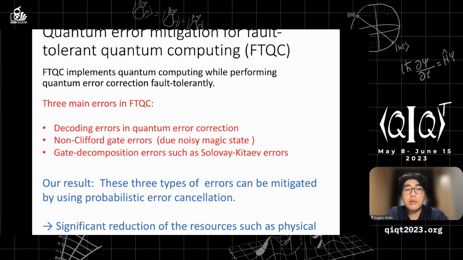The second is non-Clifford gate errors. When we directly apply T gates, there are also errors in that process, and that is due to noisy magic states. The third is gate decomposition errors, such as Trotter-type errors. I'd like to say we can mitigate all three types of errors with our methods. As a result, it can significantly reduce the resource requirement in FTQC, and it can greatly save the number of qubits.